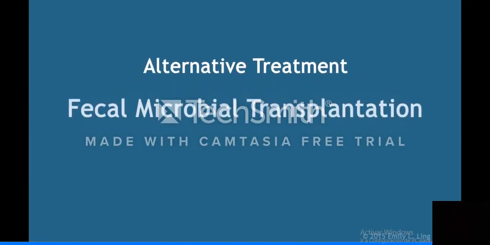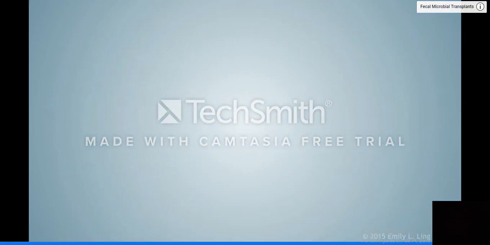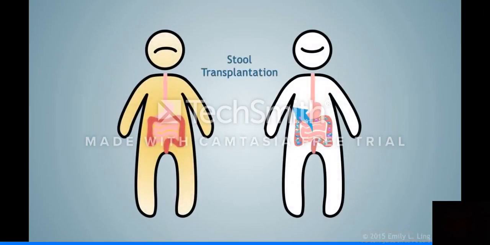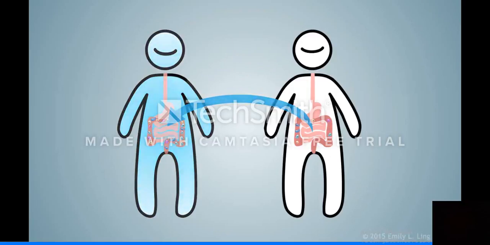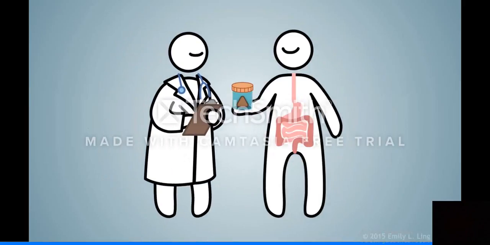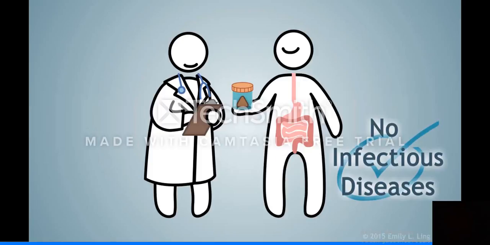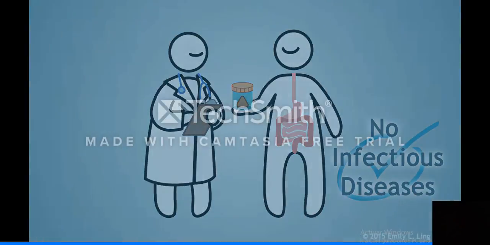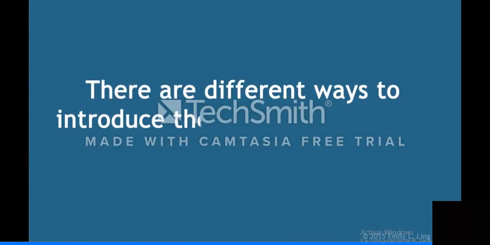Stool samples are obtained from healthy donors and are screened to ensure there are no infectious diseases. There are different ways to introduce the good bacteria, but one common way is with a colonoscopy. First, the stool is prepared by blending it with normal saline, which is a saltwater solution. Using a colonoscope, this mixture can be applied to the entire length of the colon.